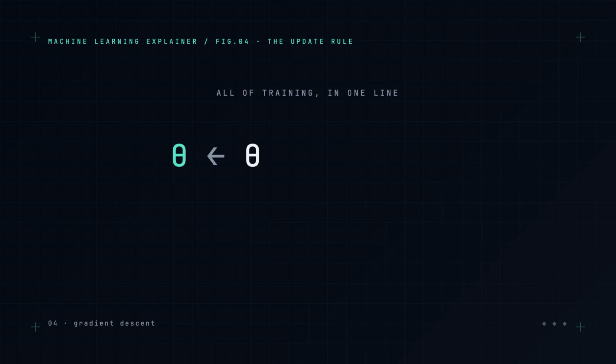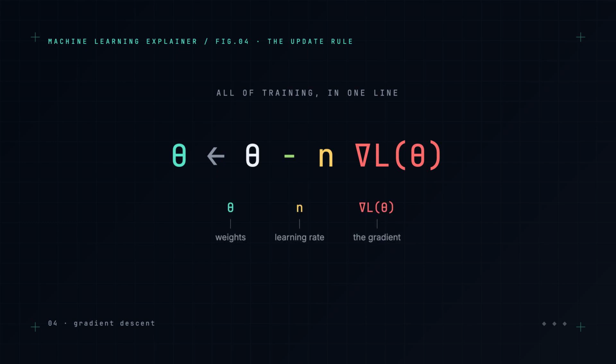That whole idea fits in one line, the update rule. The new weights, theta, equal the old weights minus the learning rate, eta, times the gradient of the loss. Read it plainly, take the gradient, scale it down, and subtract it from your weights. The minus sign is what turns uphill into downhill. Apply this once and the loss drops a little. Apply it thousands of times and the model learns.